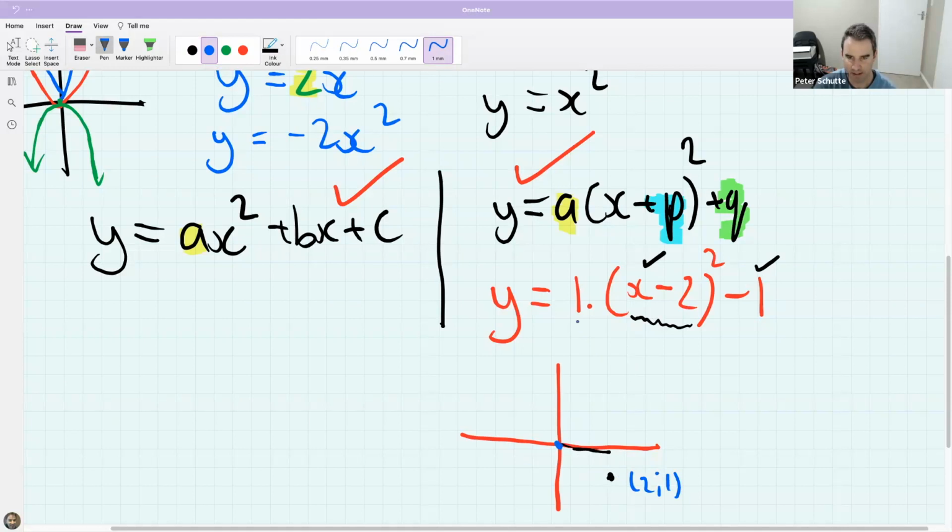Now, the other thing is, because there's a positive number in front here, this is going to be a happy graph. And so this graph is probably going to look something like that, because all that's happened is the graph has shifted across by 2 and down by 1, and that's because of the stuff up here.